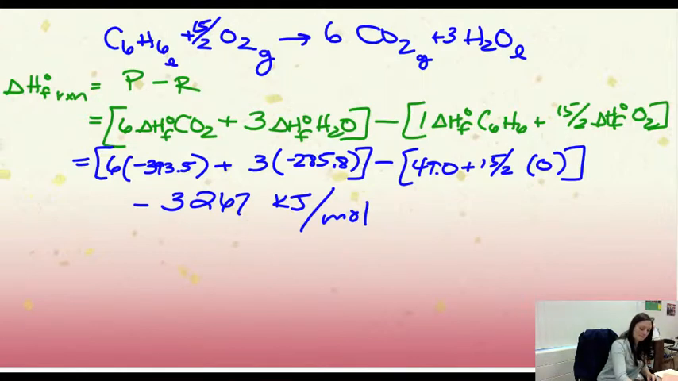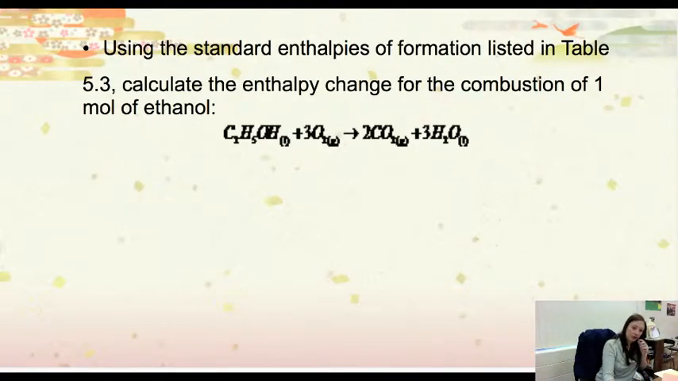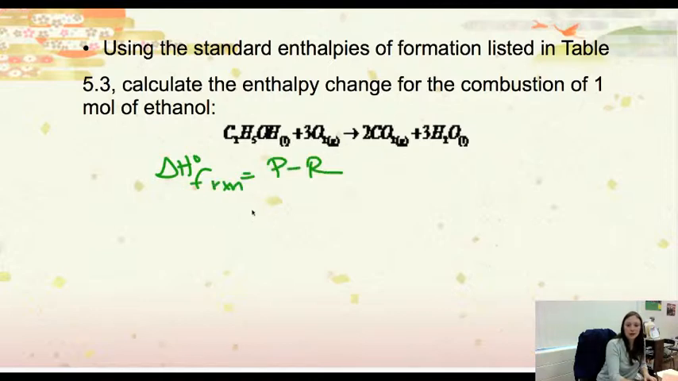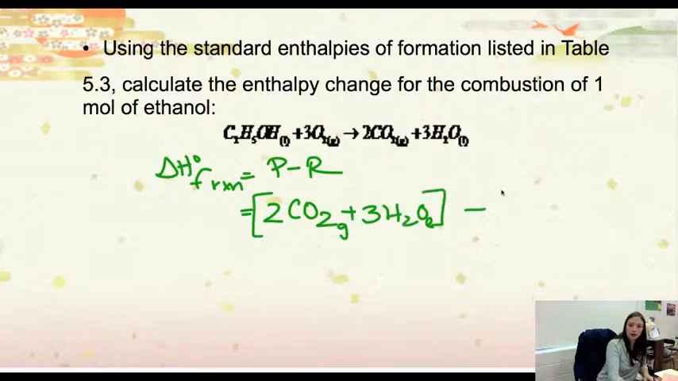Let's look at one more. You have 2 to do by yourself. Using the standard enthalpies of formation listed in table 5.3, calculate the enthalpy change for the combustion of 1 mole of ethanol. So again, products minus reactants. Look up the values and multiply by your coefficients. So delta H naught for the reaction is going to be my products minus my reactants, which is 2 times carbon dioxide as a gas, plus 3 times water as a liquid, minus C2H5OH, which is my ethanol, plus 3 times O2.